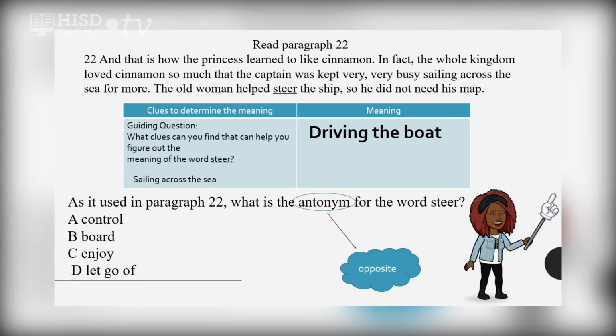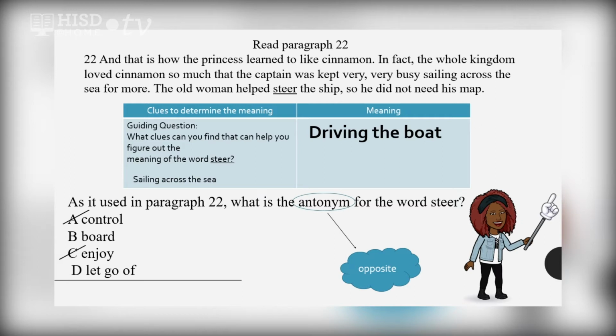So if I decided that driving the boat is the meaning of steer, I'm going to first get rid of A, control, because that's the same thing. Control, driving the boat, that's a synonym, and I'm looking for an antonym. Another one I'm going to get rid of is enjoy. That just doesn't make sense in this sentence. The old woman helped steer the ship. So I know that she's driving the boat. It doesn't have anything to do with them enjoying doing something.